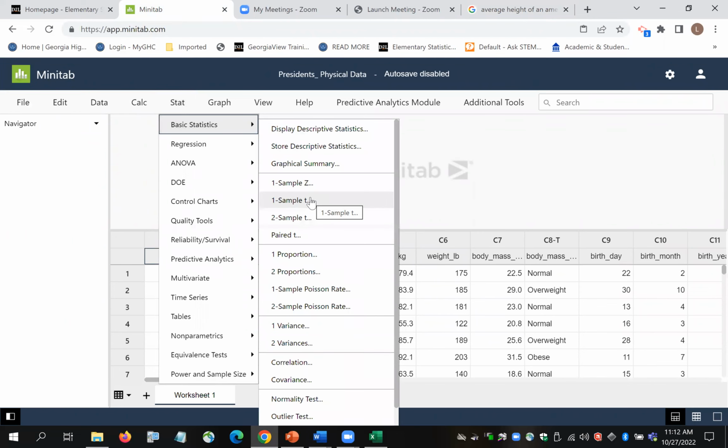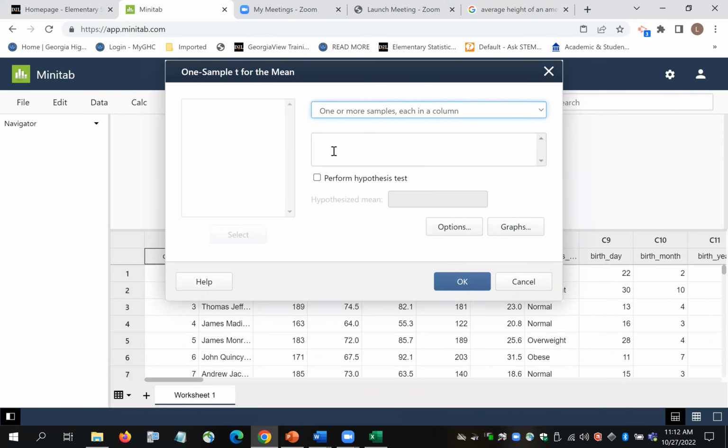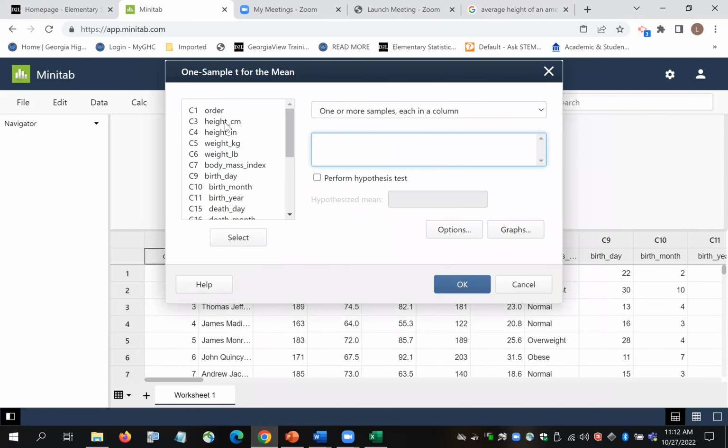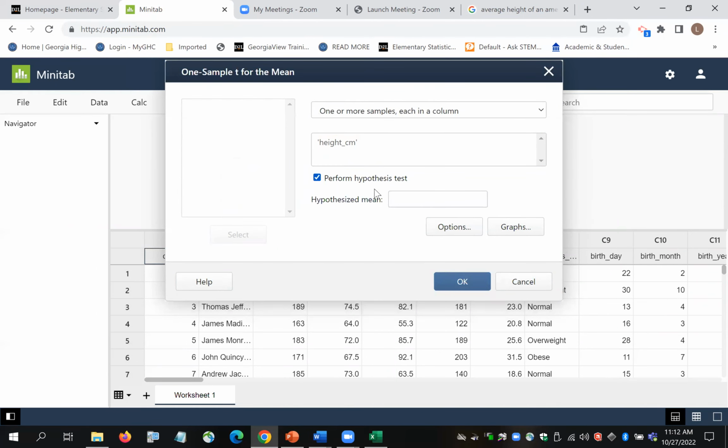Okay, so we're going to go to Stat, Basic Statistics. We're doing the one sample t in this case. And my data this time is my height in centimeters. I am performing a hypothesis test. My hypothesized mean is 175.4.